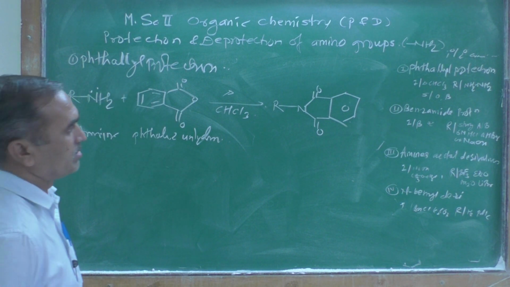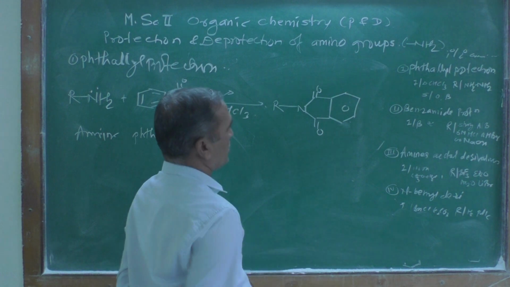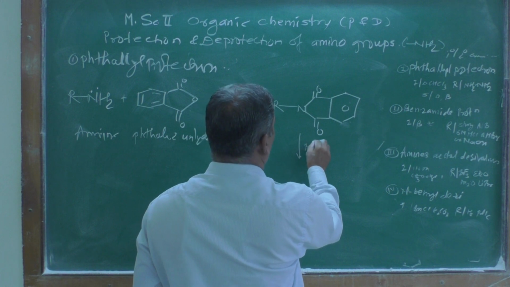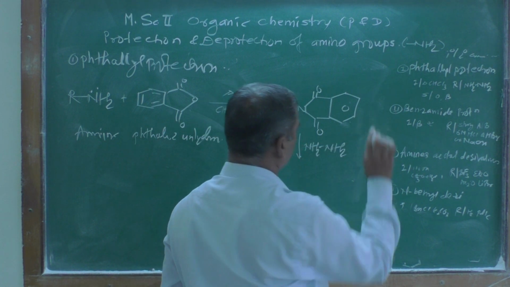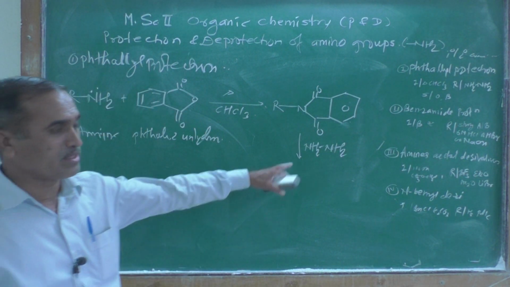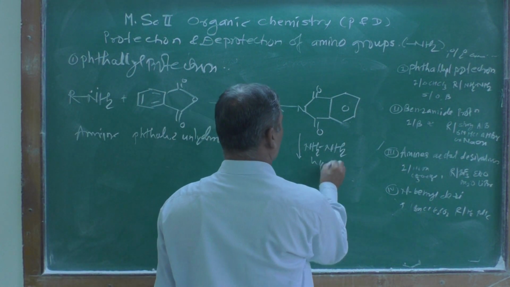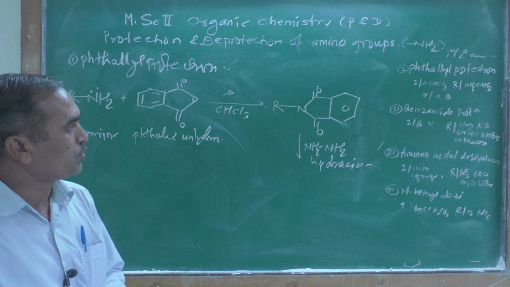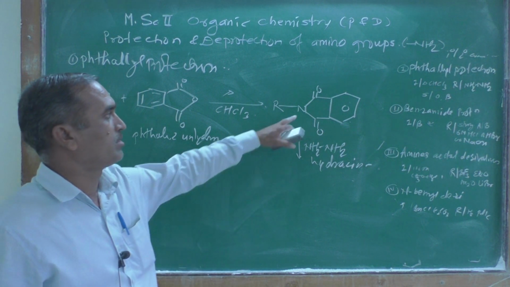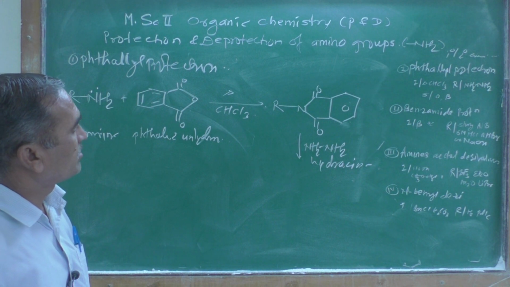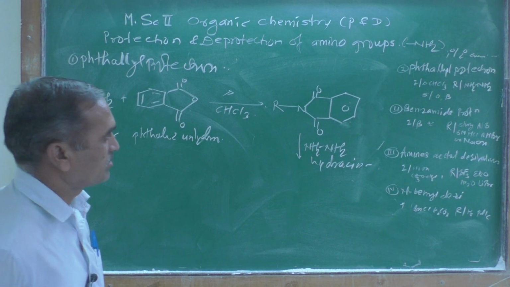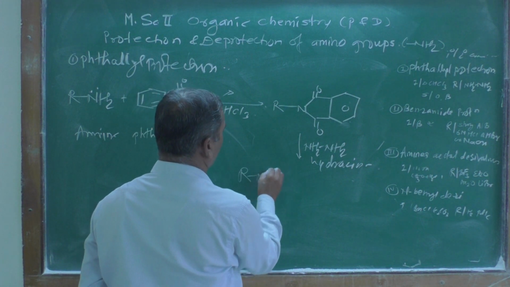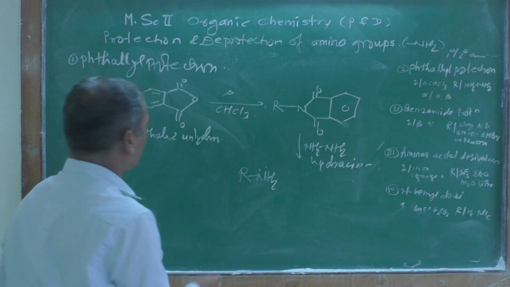This type of thing is called phthalate protection, and deprotection can be carried out by using NH2NH2 in presence of maybe ethanol. This is known as hydrazine, right? Hydrazine is used for the deprotection of that phthalimide type of compound, so that you are going to get back RNH2, which is the starting compound.